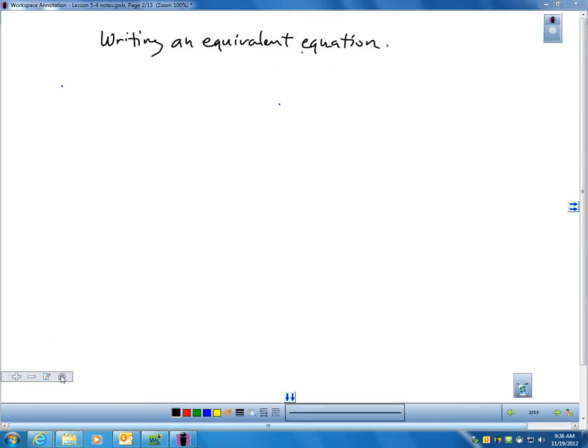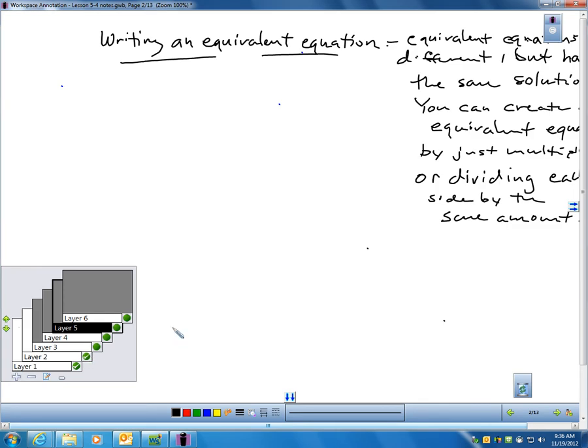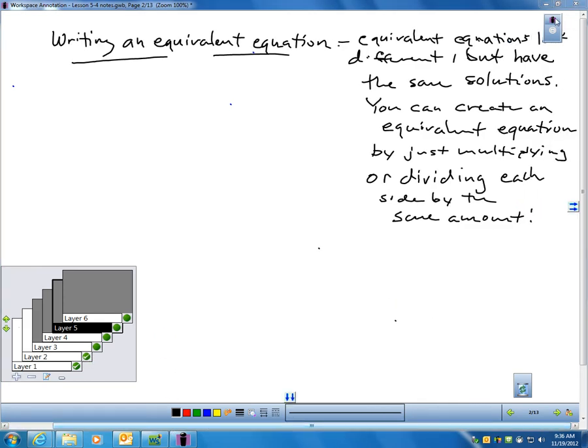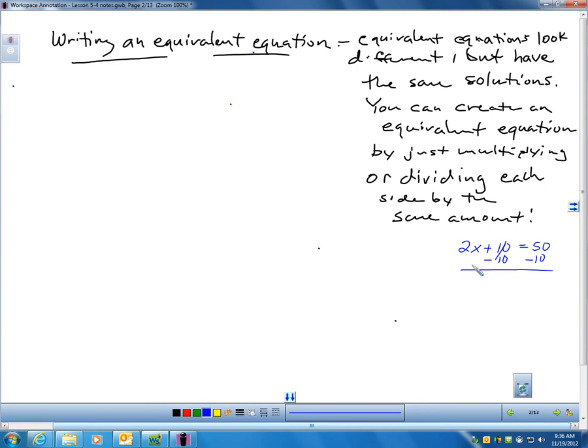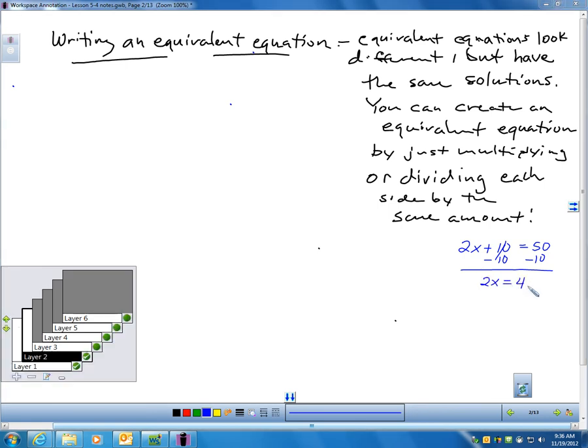Here's what has to happen for you to write an equivalent equation in standard form. Okay, now remember, equivalent equations mean they just basically look different but have the same solutions. You can create an equivalent equation by just multiplying or dividing each side by the same amount. Let me just review equivalent equations real quick with something very simple, and I'll do it down here in the bottom corner. Like, let's say you had a simple equation like 2x plus 10 equals 50. Now remember, when you solve, you took away 10 from each side first, and you'd get to here, 2x equals 40.